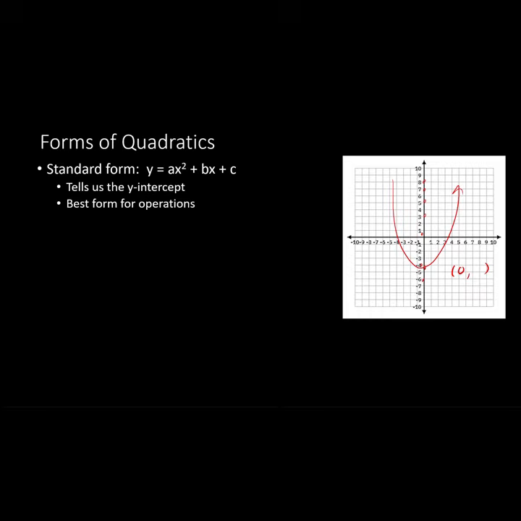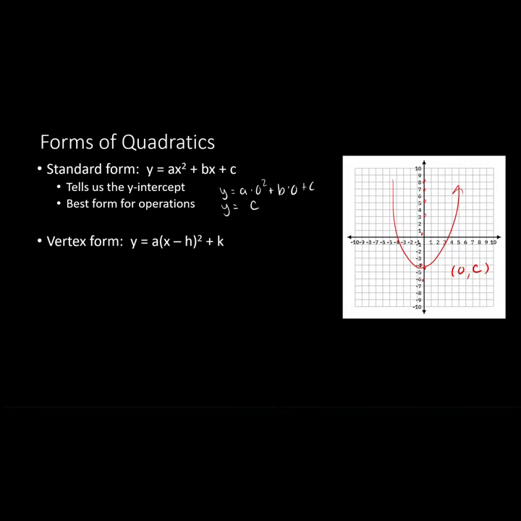If you come up to this form and you plug in x is equal to 0, you will see that the a term, or the quadratic term, will drop out, as will the linear term. A times 0 squared plus b times 0 is all 0, leaving you with y is equal to c. So the y-intercept would be the c value.